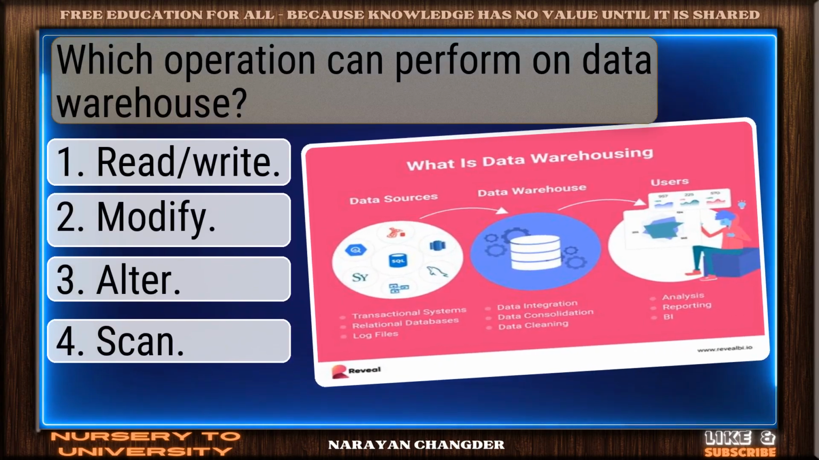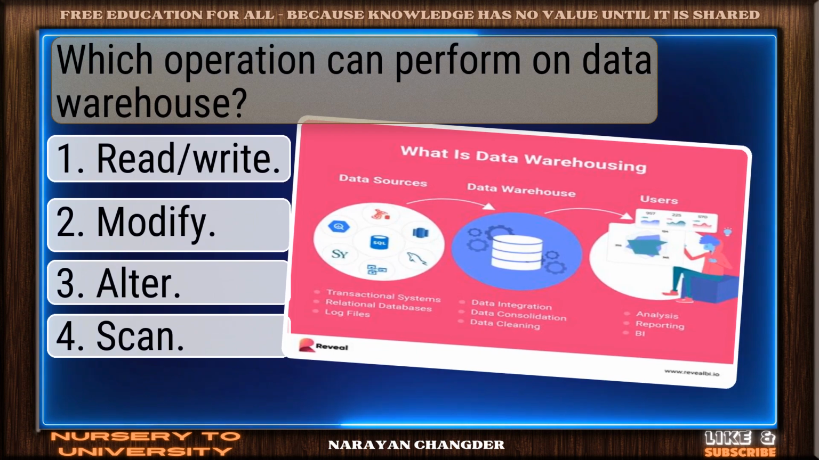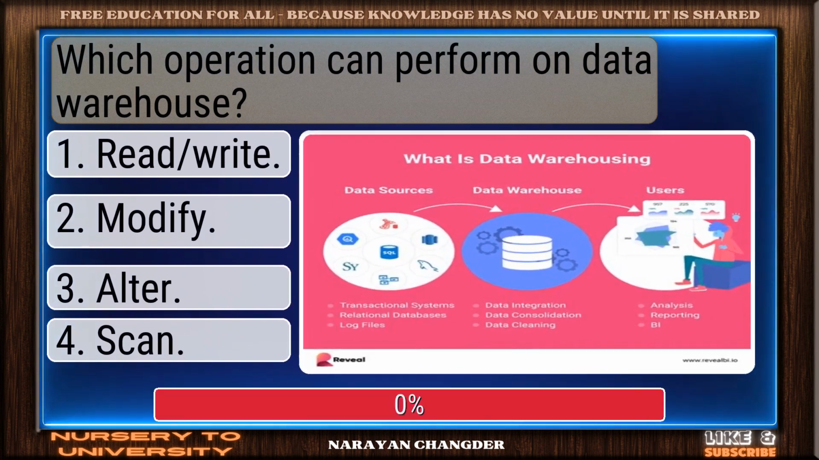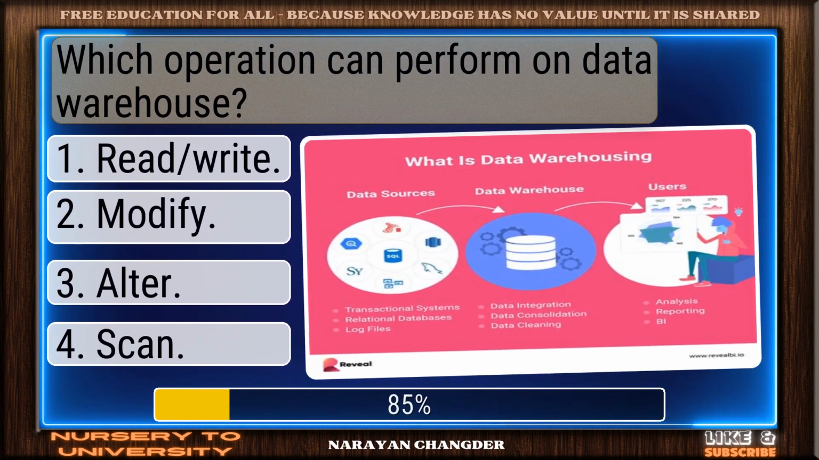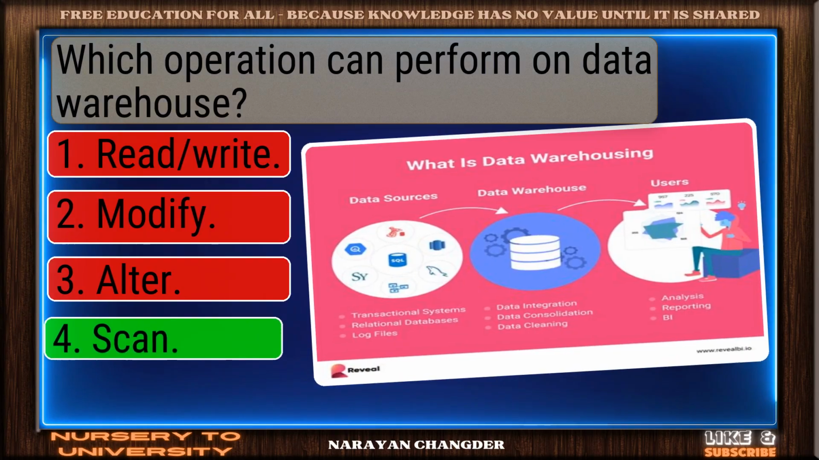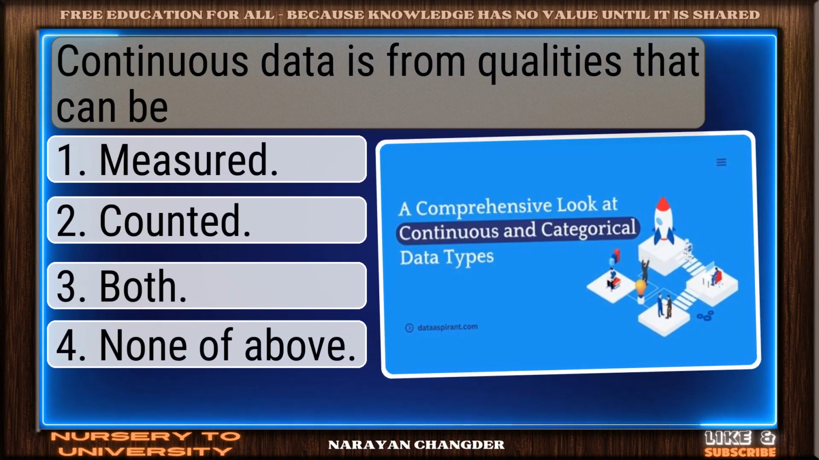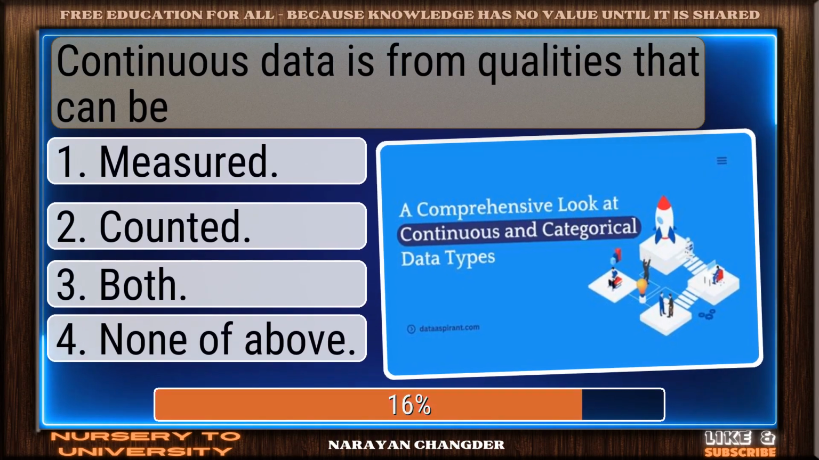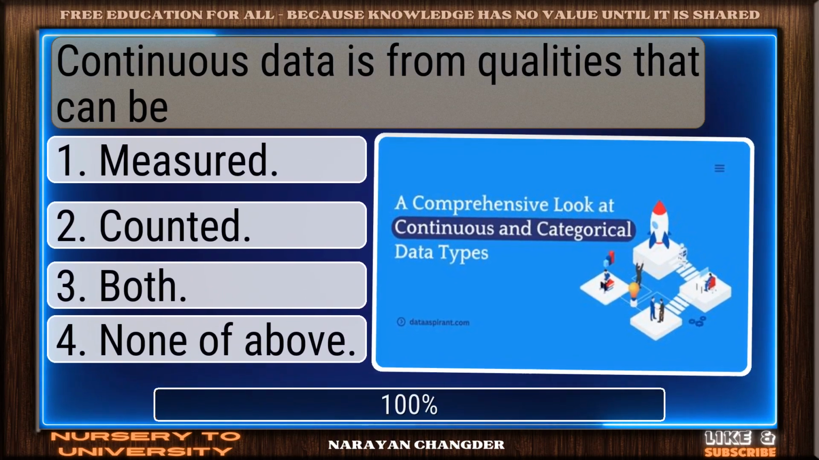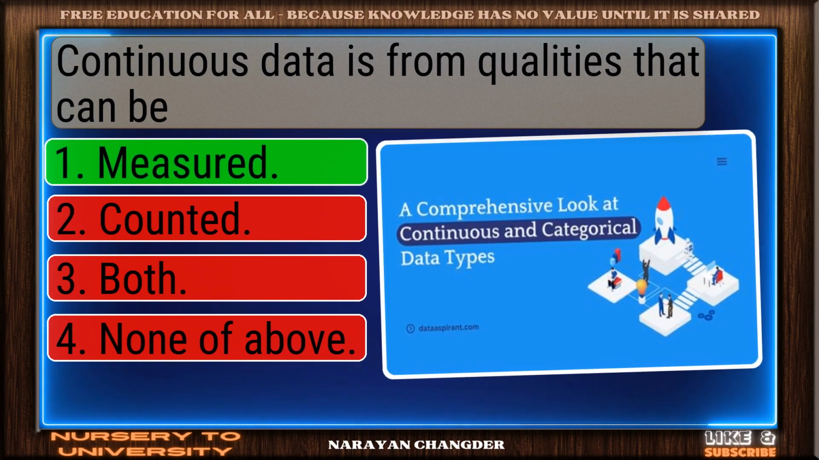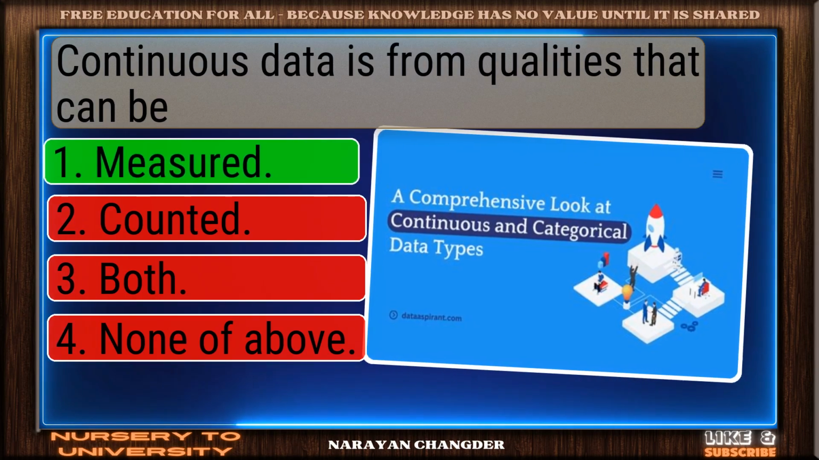Question number 37. Which operation can perform on data warehouse? Excellent. Scan is a brilliant choice. Question number 38. Continuous data is from qualities that can be dash. You got it. Your choice, measured, is right.